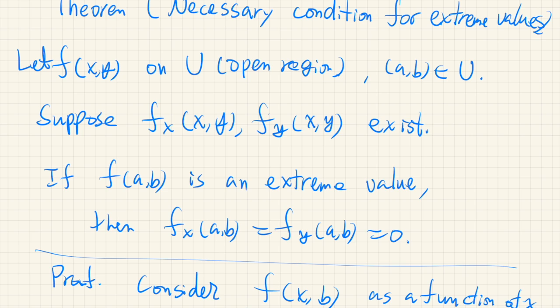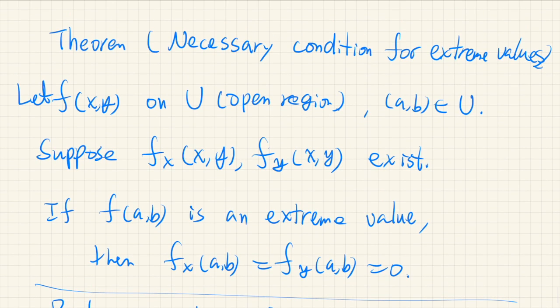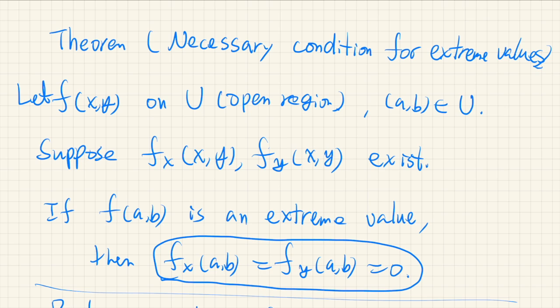But we should be careful that the converse of this theorem does not hold. This was also the case for univariate functions. So even if we have these first derivatives equal to 0 at this point, it does not mean that the value of the function at this point is an extreme value. Okay, let's see an example.